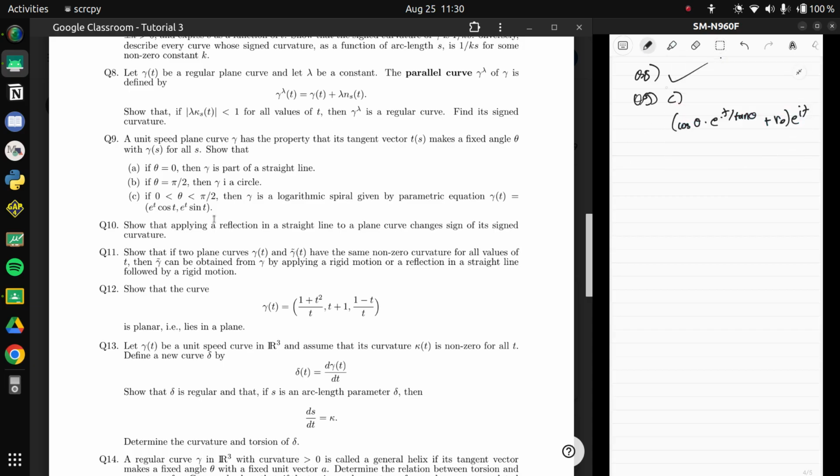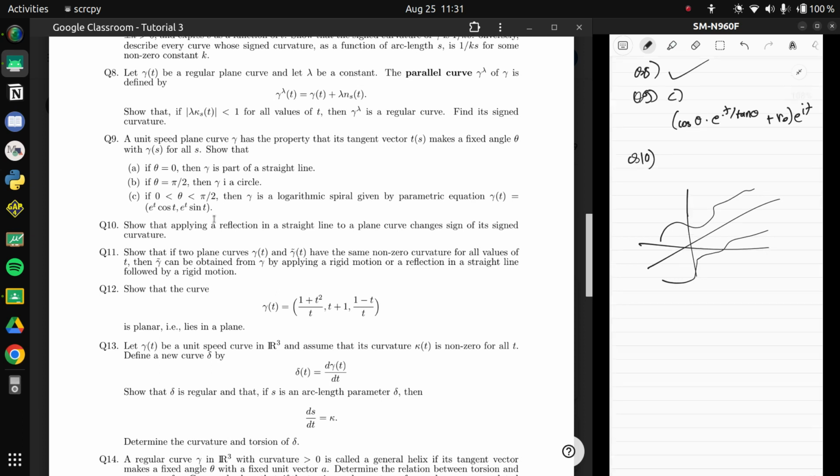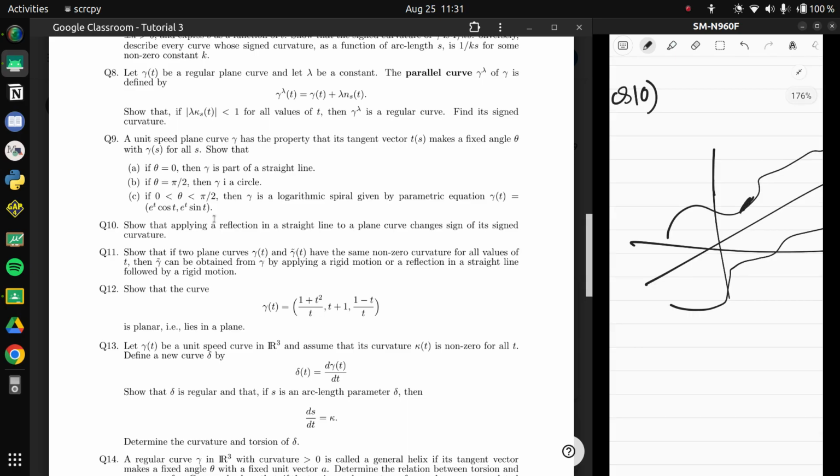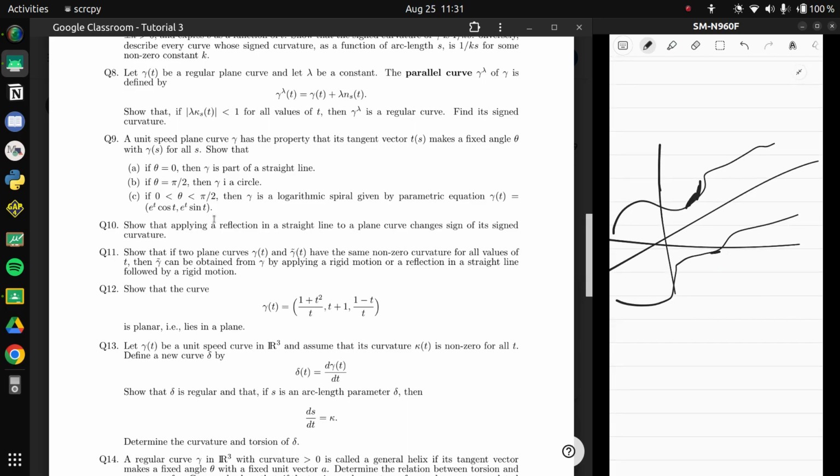Okay, question number 9. So question number 10, sorry. Question 10 is show that applying a reflection in a straight line to a plane curve changes the sign of its signed curvature. So you have some curve, whatever. You have some line, you apply a reflection to that. What you're saying is it changes the sign of its signed curvature. Yes, it does, obviously. It's kind of obvious, right? Like if this was increasing initially, this over here would be decreasing.